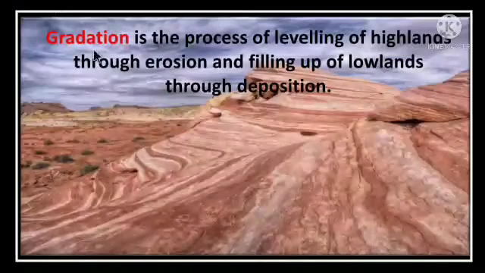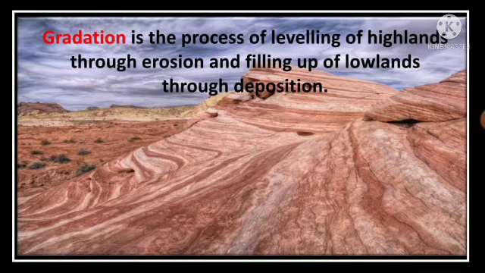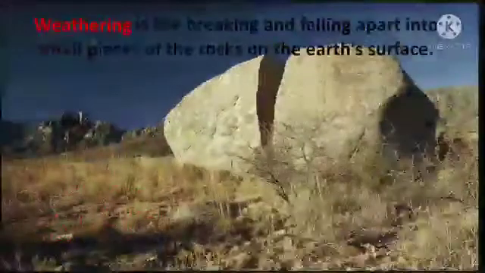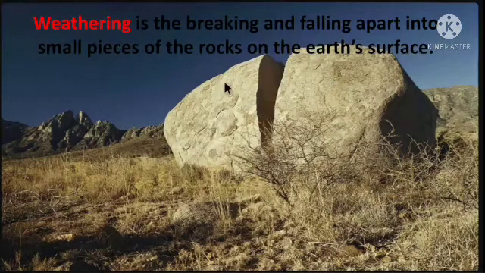The first one is gradation. Gradation is the process of leveling of highlands through erosion and filling up of lowlands through deposition. That means in the highland, the mud or the sand will be carried away by the wind and get deposited in the lowland. So it forms different types of landforms.